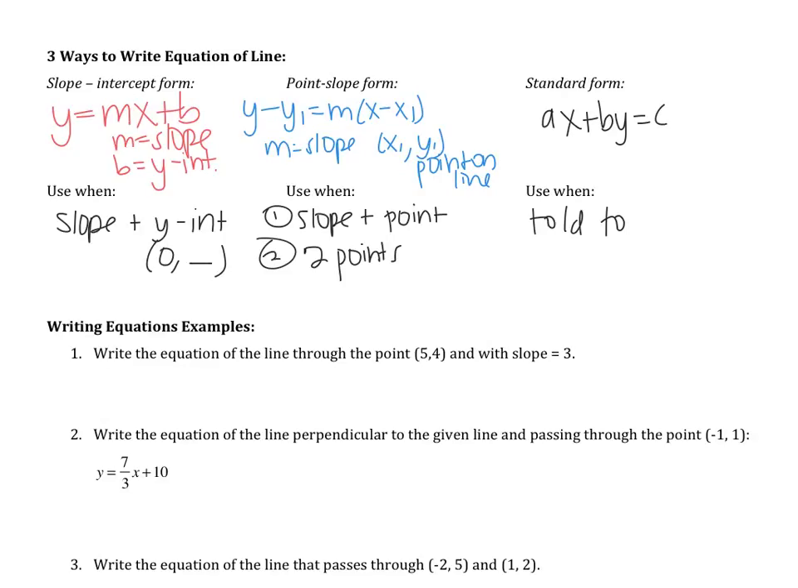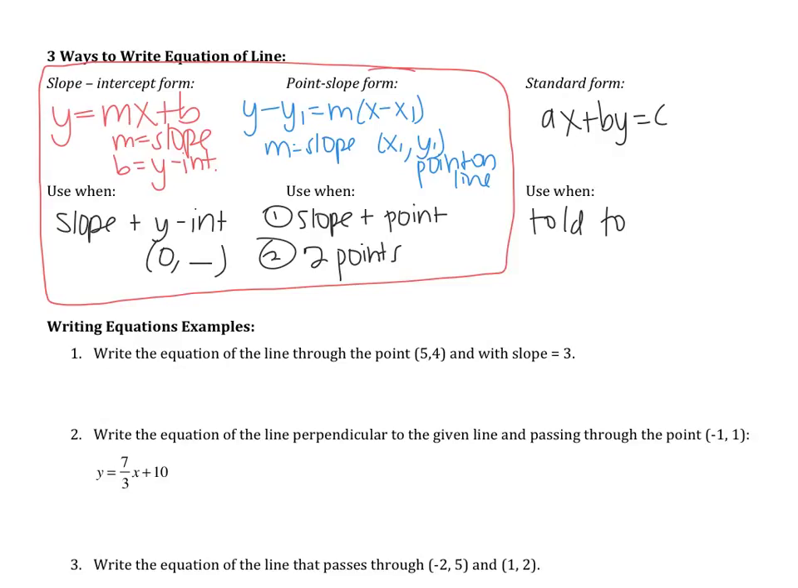So looking at example 1, it says write the equation of the line through the point (5, 4) and with a slope of 3. So considering only the first 2 forms for writing an equation of a line, because standard form is not that helpful, I don't have the y-intercept, so I'm going to use point-slope form. So it's going to be y minus y1 equals m times (x minus x1). Okay, so in this case, our x1 is 5, our y1 is 4, so I get y minus 4 equals my slope of 3, times (x minus 5).